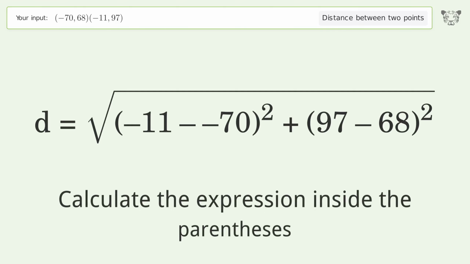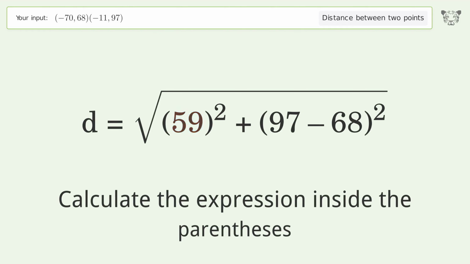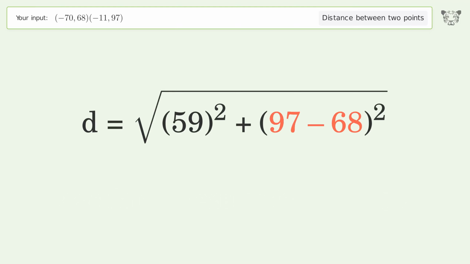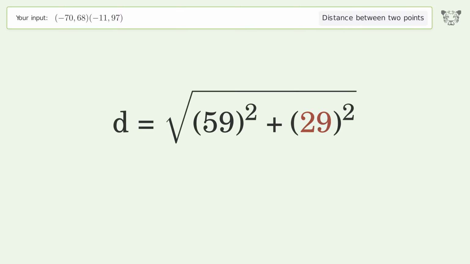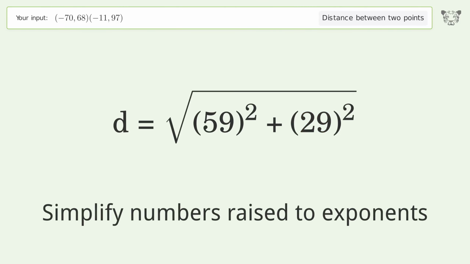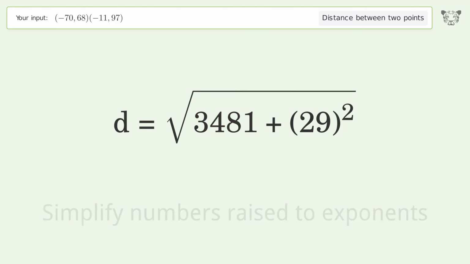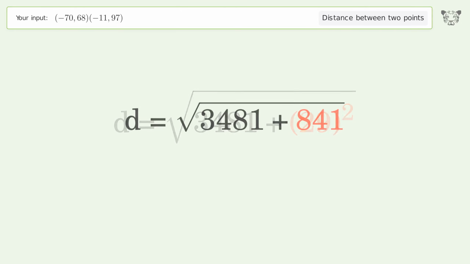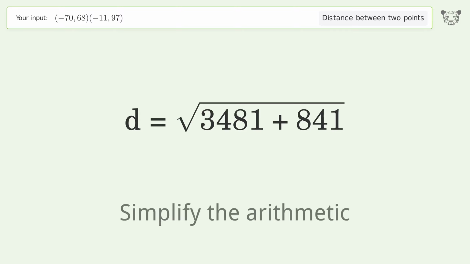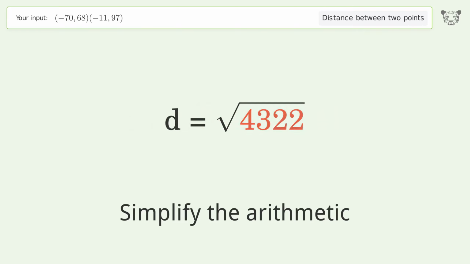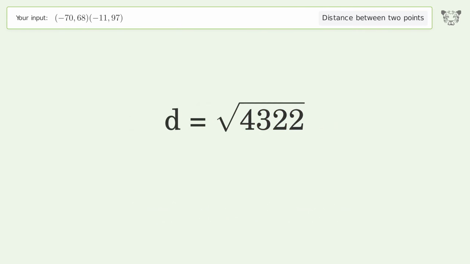Calculate the expression inside the parentheses. Simplify numbers raised to exponents. Simplify the arithmetic. And so the distance between the 2 points is the square root of 4,322, or 65.742.